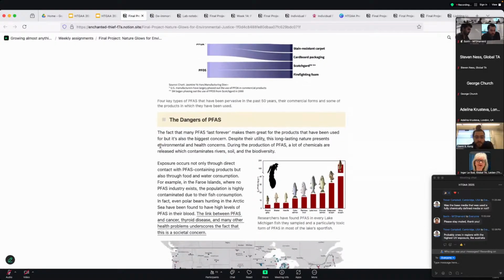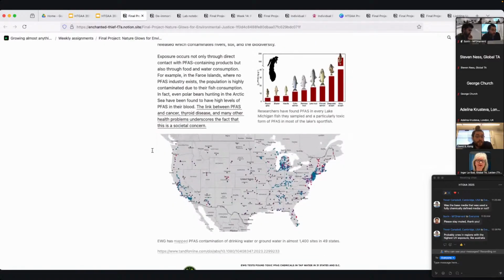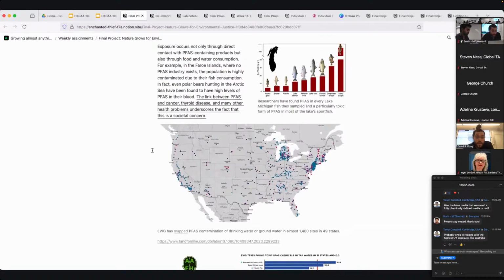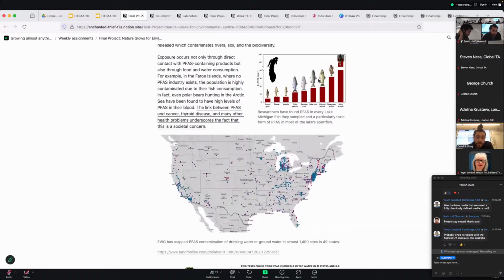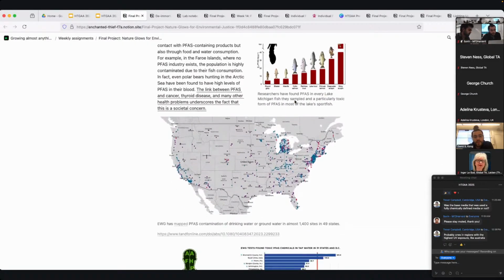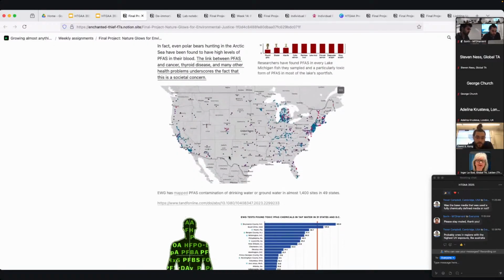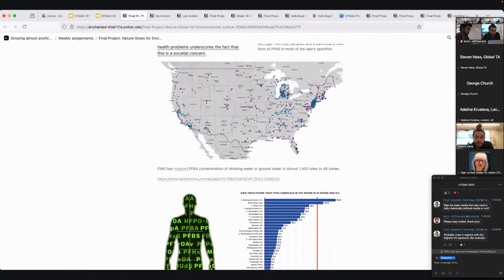So the danger of PFAS is that when it accumulates in our bodies, it makes it more likely for us to have cancer at some point and makes our immune system inefficient. This is some data that I also found in Lake Michigan: all the fish that they tested there had a huge concentration of PFAS. And then this is a map of the United States showing at the same time that the PFAS concentration in all these areas is imminent.